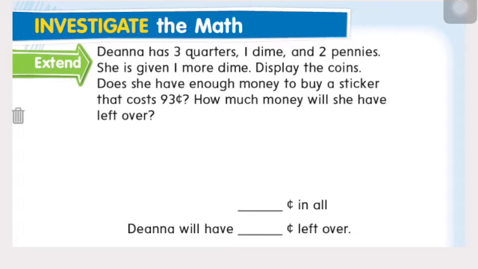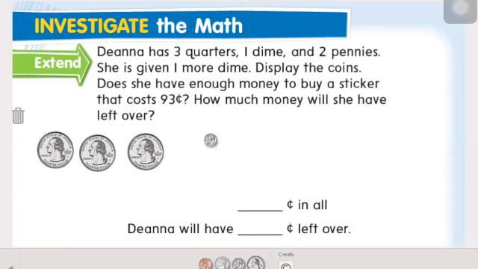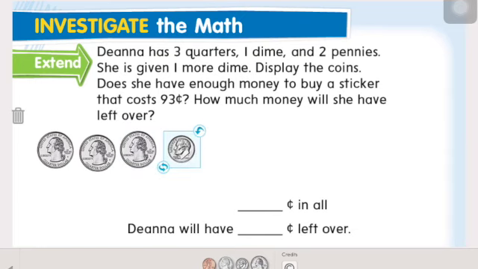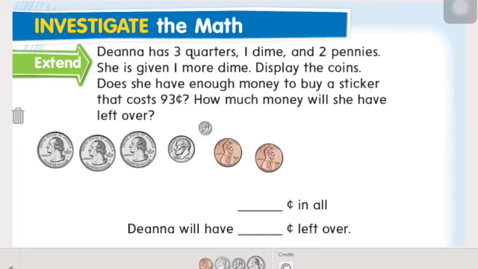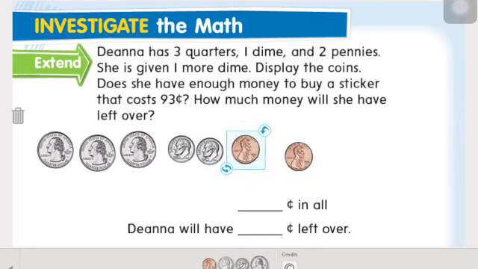Okay, Deanna has 3 quarters. Let's get some money out to help us. 3 quarters, 1 dime, and 2 pennies. She is given 1 more dime. Display the coins. Does she have enough money to buy a sticker that costs 93 cents?